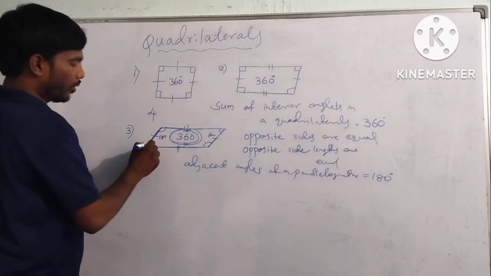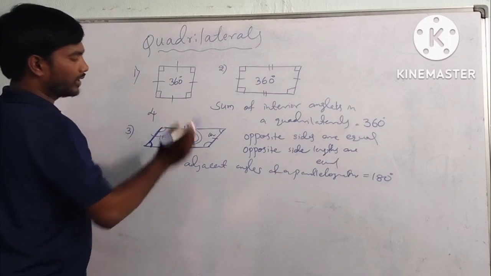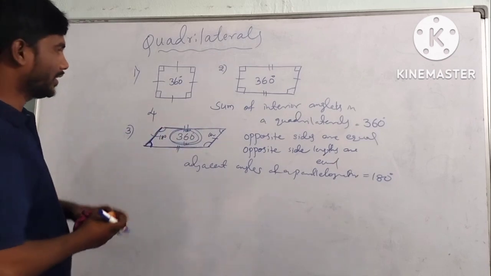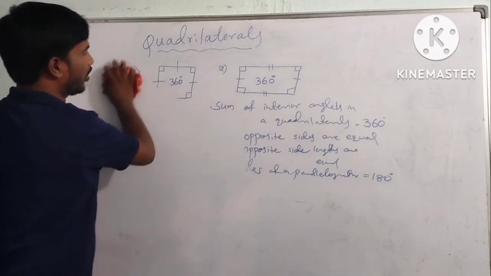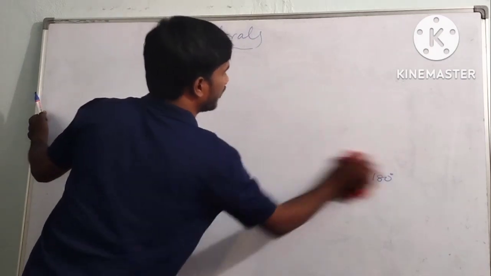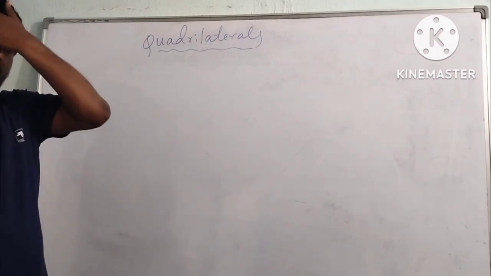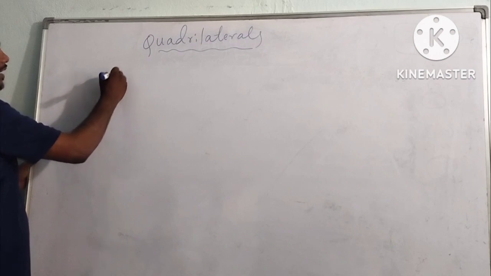And the special properties of a parallelogram: opposite angles are equal, opposite sides are equal, and adjacent angle sum is equal to 180 degrees. These are some properties of a parallelogram. Now, some problems based on the parallelogram topic.